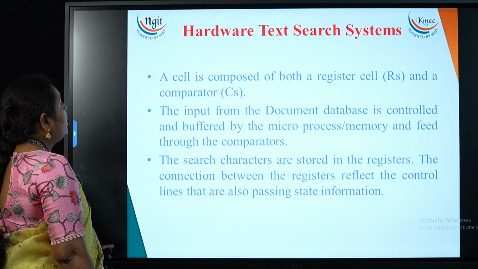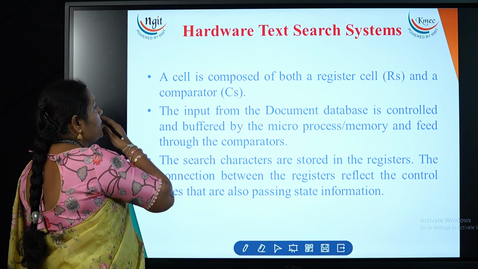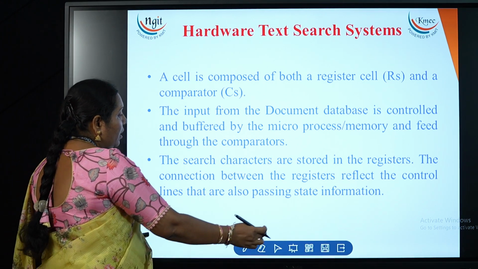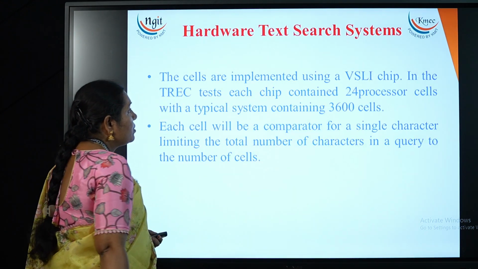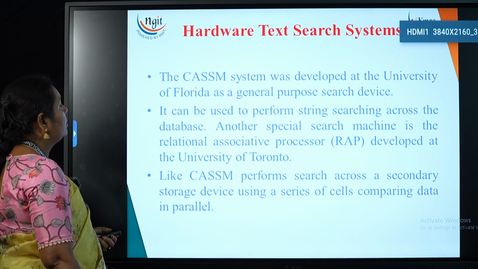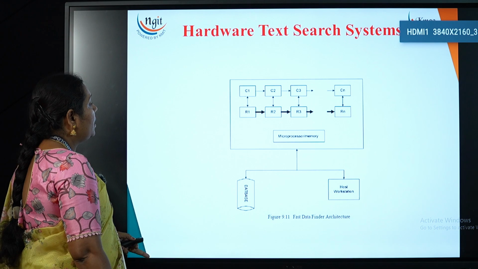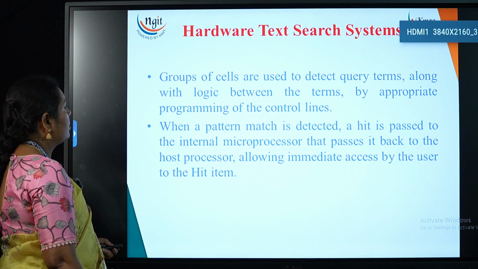Now what is a cell? As I said, a cell has registers and comparators. C implies the comparator and R implies the registers where the data is stored. If you see the diagram, C is your comparator and R is your registers.